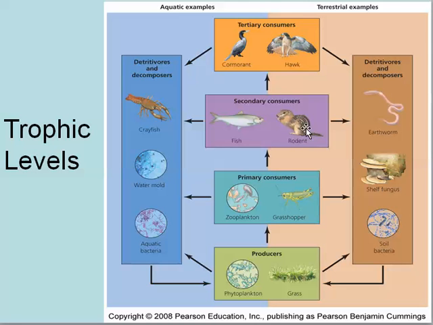In this particular ecosystem, we have one more level of consumer. All right, so we had primary consumers, secondary consumers, tertiary consumers. In this case, it's a hawk, and a hawk would eat the rodent.